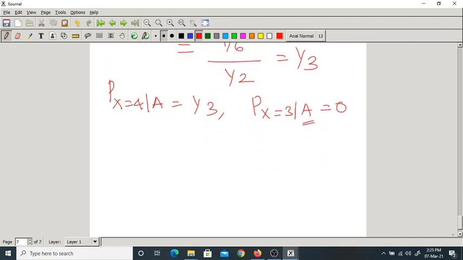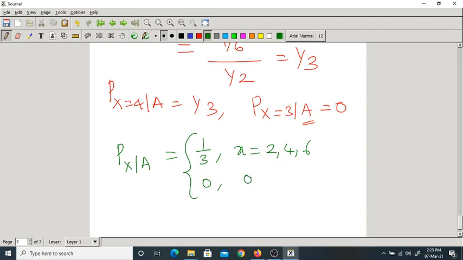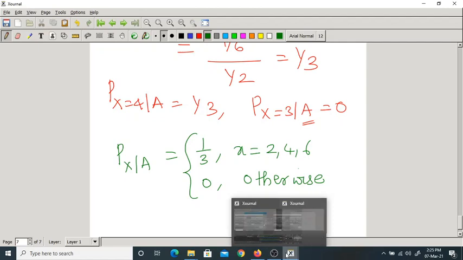Now finally, how do we write the conditional probability? P of X given A equals 1 by 3 if X is an even number, 2, 4, 6, and it is 0 otherwise. In this way, we are finding the conditional distribution of a random variable given an event.